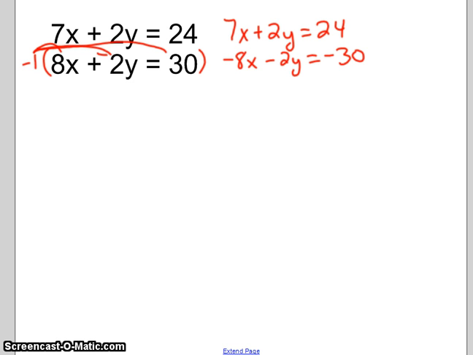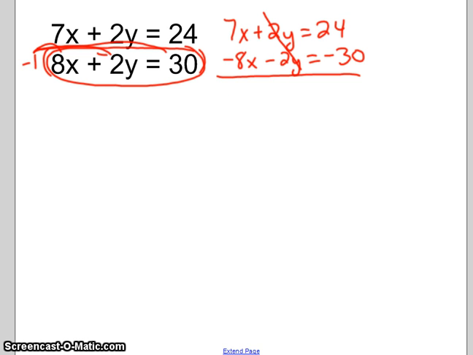Okay? Changed everything here. And that's okay. This equation that I came up with, negative 8x minus 2y equals negative 30, still represents the same thing as positive 8x plus 2y equals 30. Okay, so now that my equation's changed, when I go to add straight down, my y's will cancel out.